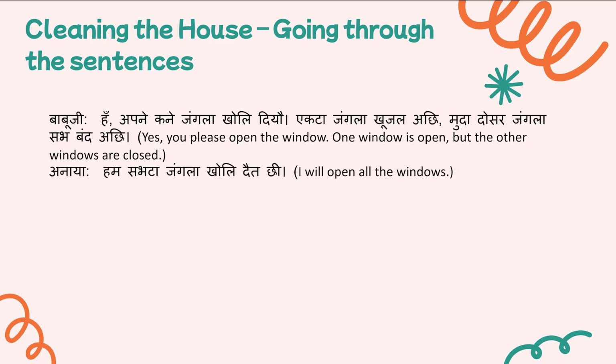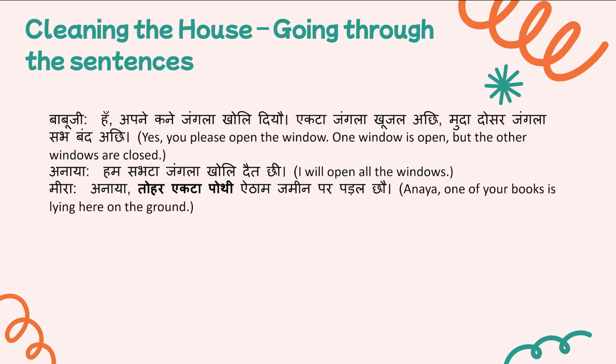In the next sentence, हम सबटा जंगला खोल दैत छी. This is being said by Anaya. Again, this sentence does not have any possessive pronoun.